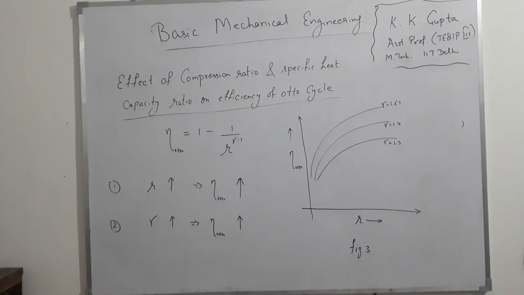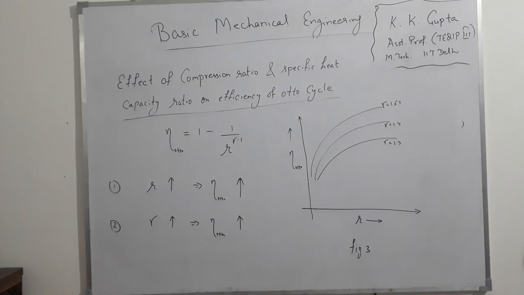Now, the effect of compression ratio and specific heat capacity ratio on the efficiency of the Otto cycle. The formula for the efficiency of the Otto cycle is 1 minus 1 by r to the power gamma minus 1. So as we increase the value of r, the denominator of the negative term will increase, and so the negative term will decrease and the efficiency will increase. Same is the case for gamma, that is the specific heat capacity ratio. As we increase the gamma value, the efficiency of the Otto cycle will increase.